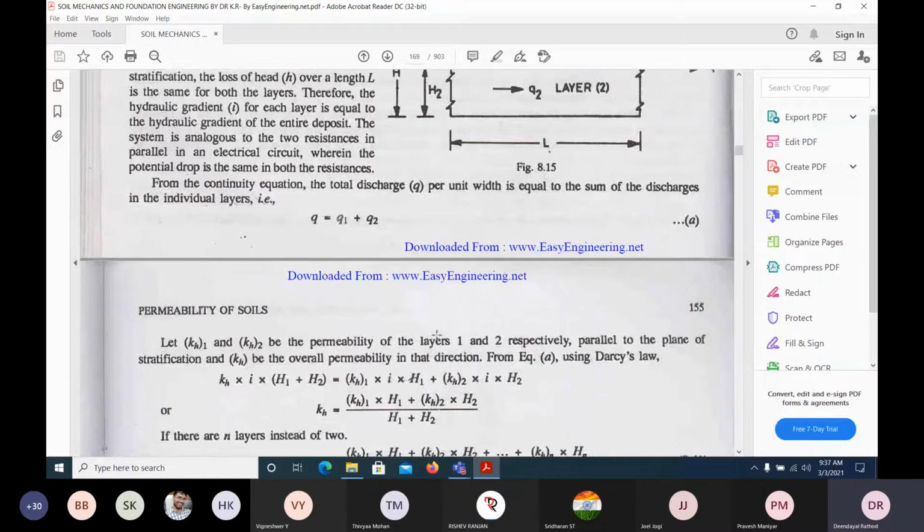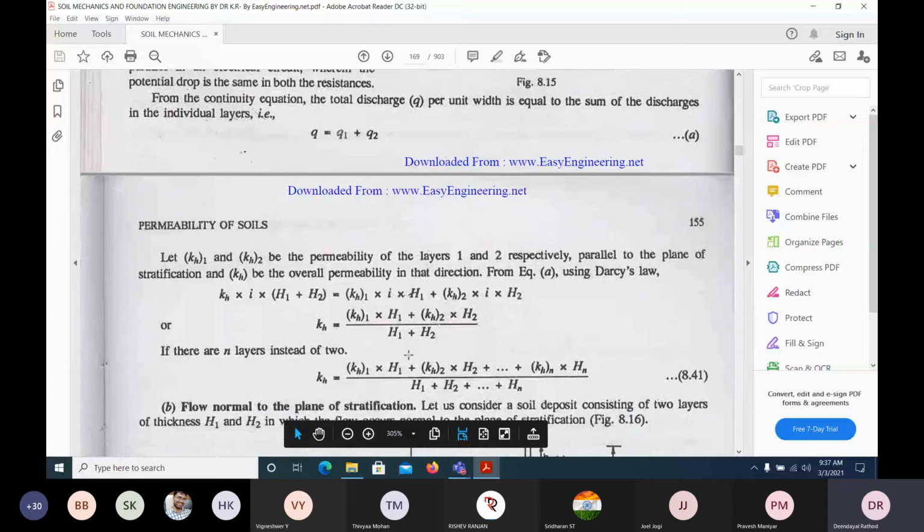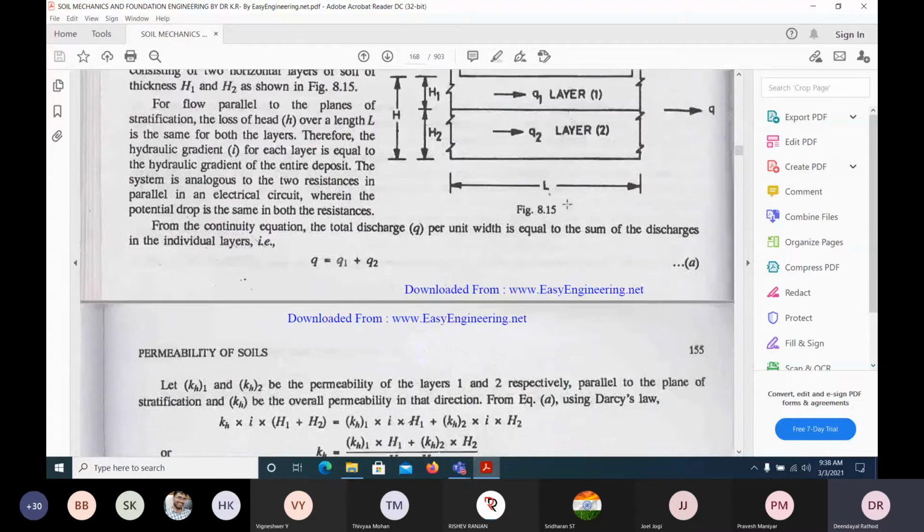Now, what does Darcy's law say about the discharge? Velocity is directly proportional to hydraulic gradient. Let k1, k2, k3 and so on be the different permeabilities of the different layers. Using Darcy's law, we can write ki times h, the hydraulic gradient, and unit width. Can you write like this?